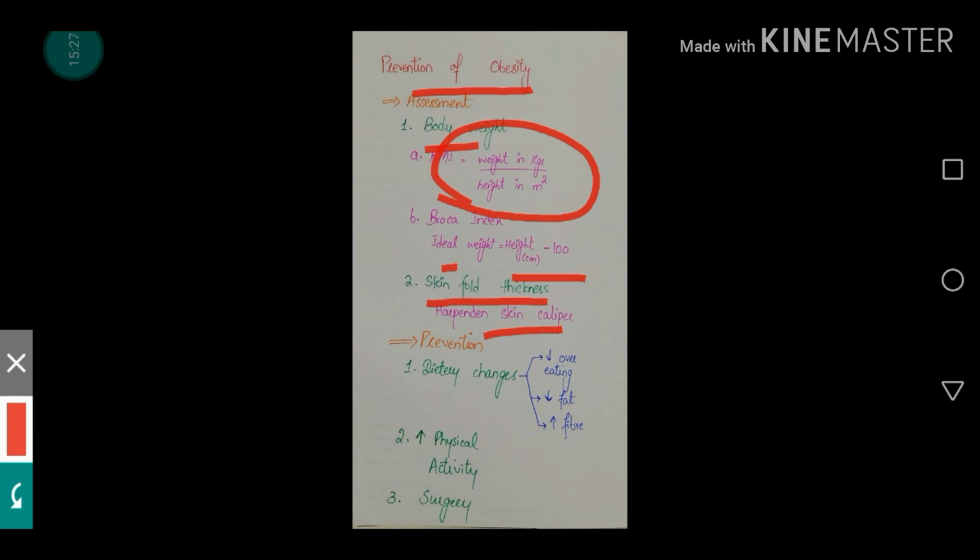Now once we have labeled someone as obese, we can have a prevention of that to help that patient to come back to normal BMI, and that includes dietary changes, and they include decrease overeating, decrease fat from the food, or increase fiber in the food, increase in the physical activity, and eventually we have our last resort, surgery. Now surgery, there are different surgeries which can be prescribed to the patient so that they can have part of their stomach removed so that they can eat less, and less eating will eventually lead to less weight, but definitely the surgery comes with a lot of complications.